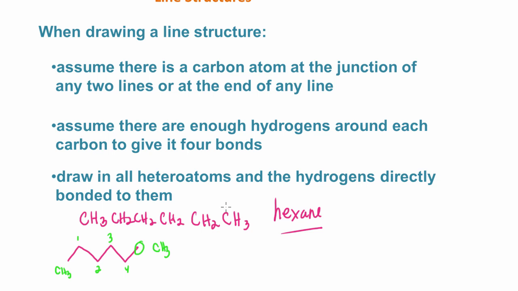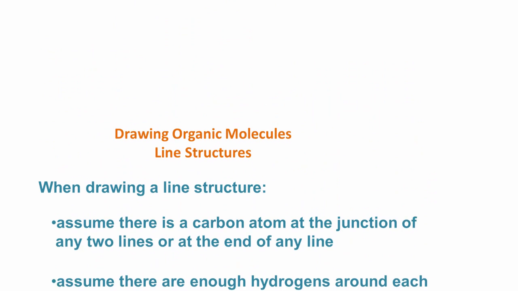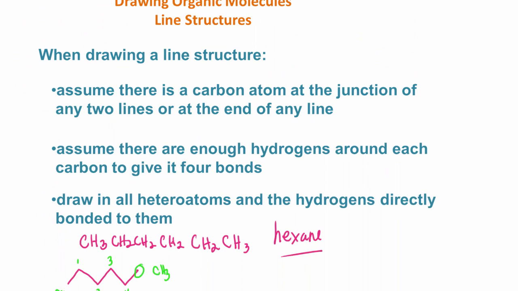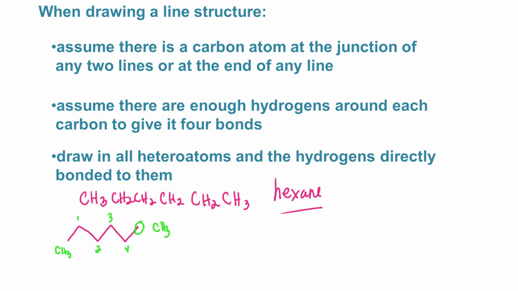Let's go ahead and draw a line structure for 2-methylpropane. Okay, so let me draw out the 2-methylpropane. All right, so let's go ahead and draw this as a line structure. We have our CH3, and then our second carbon. Let's go ahead and draw the main chain first, okay?